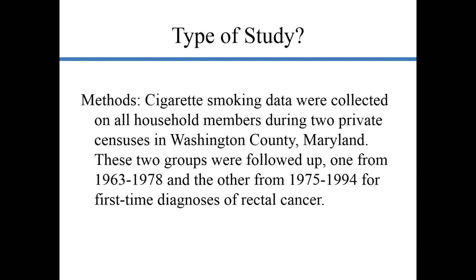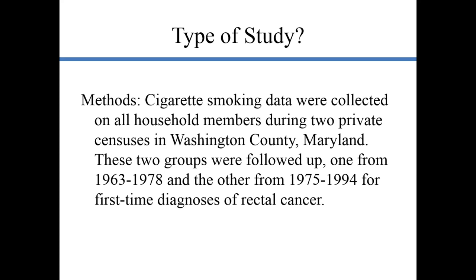So what type of study is this? Again, this is going to be easy. I took it from the literature. Cigarette smoking data were collected on all household members during two private censuses in Washington County, Maryland. These two groups were followed up, one from 1963 to 1978 and the other from 1975 to 1994, for first-time diagnosis of rectal cancer.